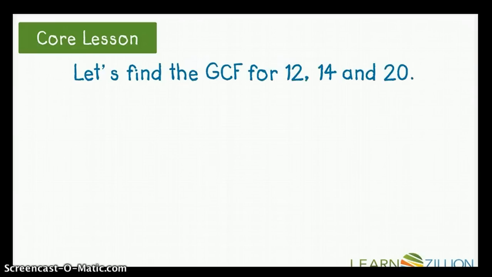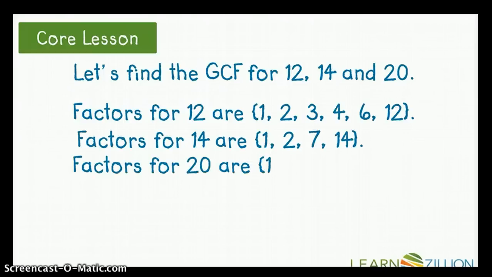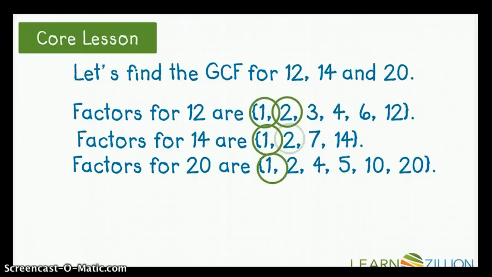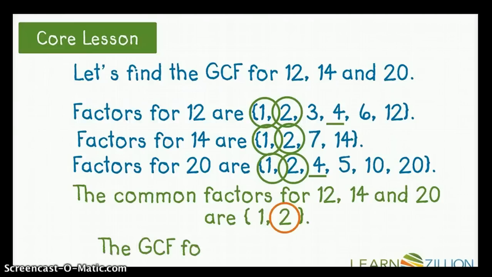Let's find the GCF, or greatest common factor, for 12, 14, and 20. I'm going to list the factors of 12, the factors for 14, and the set of factors for 20. I'm going to look for the common factors. 4 is only a common factor for 12 and 20. It's not a common factor for 14, so it is not going to be in this list. So the common factors for 12, 14, and 20 are the set of 1 and 2. The greatest common factor for 12, 14, and 20 is 2.